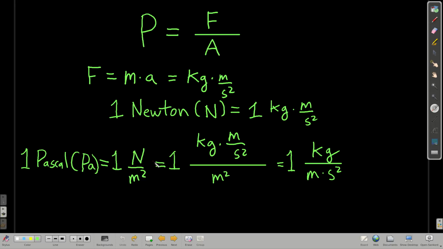And if we look at the units, we break this down, take newtons and make it kilograms meters over second squared and meters squared on the bottom. It ends up that the units end up as kilograms over meters second squared. Those are the units of Pascals. So 1 Pascal is 1 kilogram per meter second squared. This is a good relationship to remember. It helps explain some things.